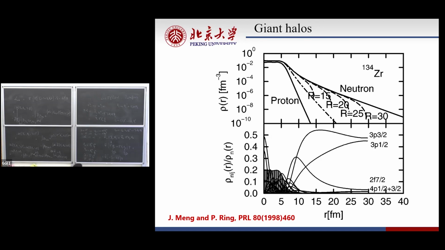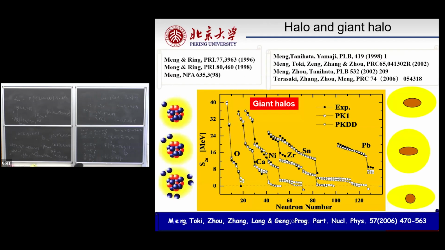So therefore, when you're talking about the halo, for example the halo in proton-rich nuclei, you must be careful, because you have to examine what the Coulomb barrier is. If you're talking about which orbitals contribute to the halo, then you also have to tell us what role the centrifugal barrier is playing.